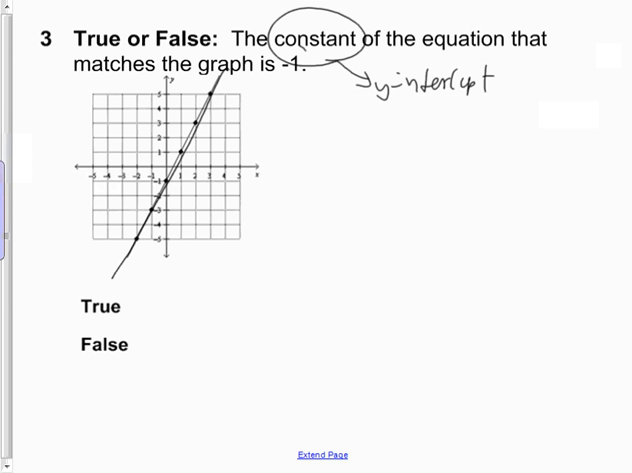And in this case, it crosses right here, which is y = -1, which means that is the constant of your equation. And we know from the first question that your equation is actually, is it 2x or 3x? 2x? 2x minus 1 equals y, is that the equation? Yeah, and that was our constant, so the answer is true.